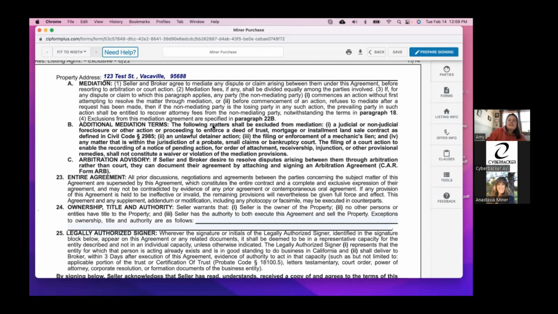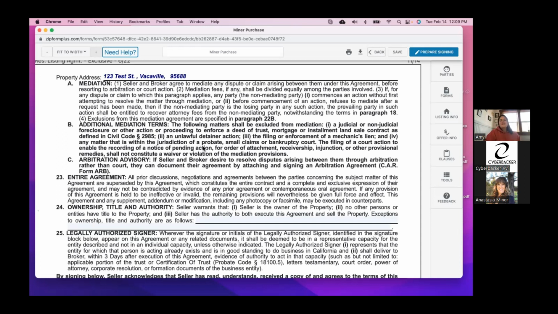Exclusion from this mediation agreement are specified in paragraph 2B. Additional mediation terms. The following matters shall be excluded from mediation: a judicial or non-judicial foreclosure or other action or proceeding to enforce a deed of trust, mortgage, or installment land sales contract as defined in Civil Code 2985. So if we're in the middle of this listing agreement and the property gets foreclosed on, and so the sale is prevented, we don't collect any commissions, right? That doesn't fall under mediation.